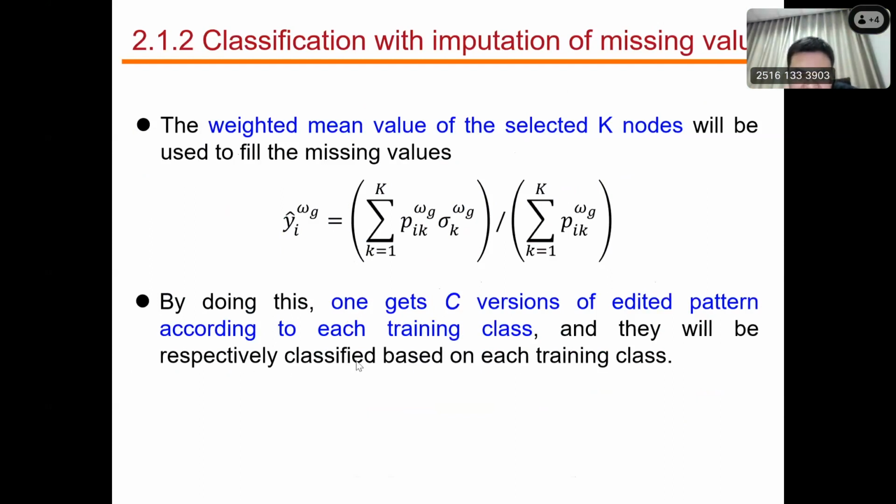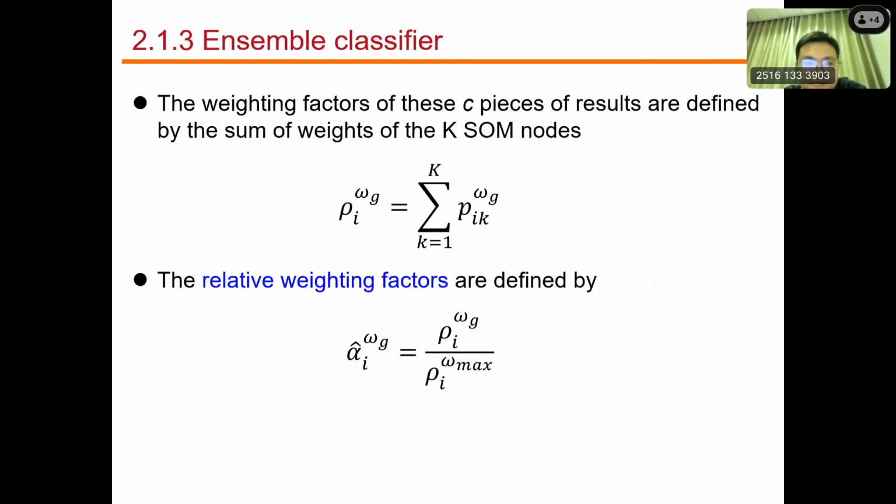And they will be respectively classified based on each training class, just as the previous method. We will classify it according to the prototype. If it has a smaller distance to the prototype, it will get more mass value on the corresponding class. This is a very simple classification. And then the C pieces of classification results may have different weighting in the final classification.